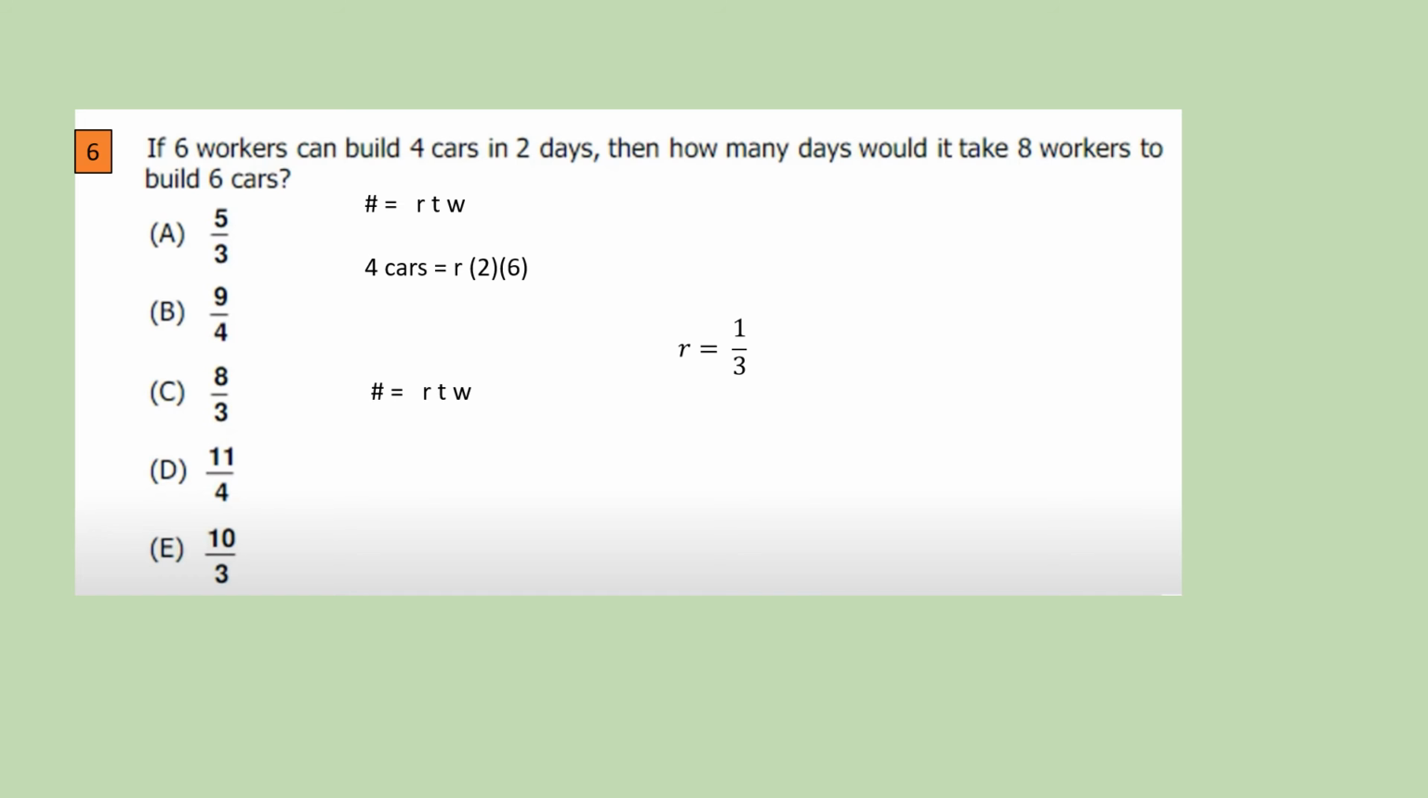From the second given result, 8 workers to build 6 cars, 6 cars will be, R is already known, 1/3, times t times 8. So now you can solve for t and you get t equal to 9 divided by 4. So they can build only 9/4 of a car.